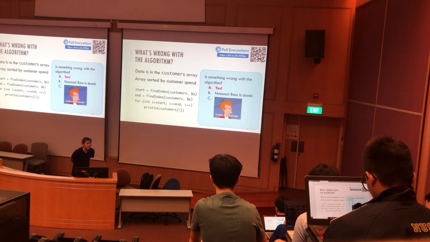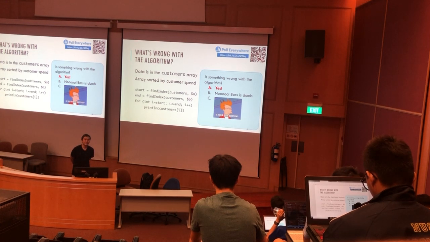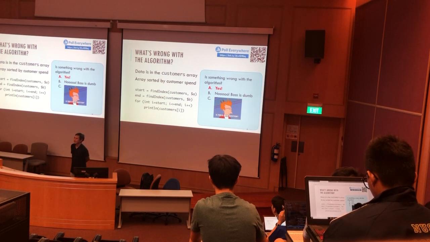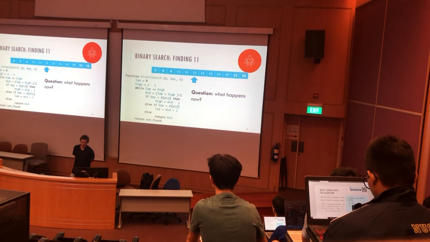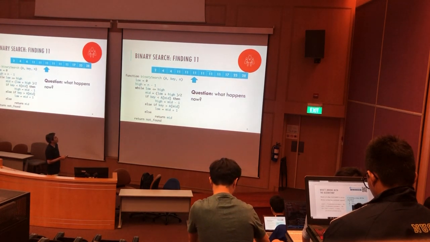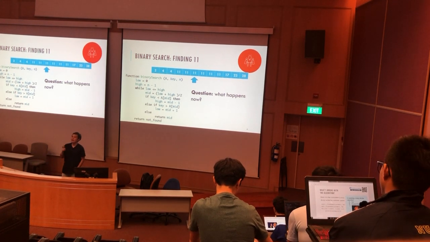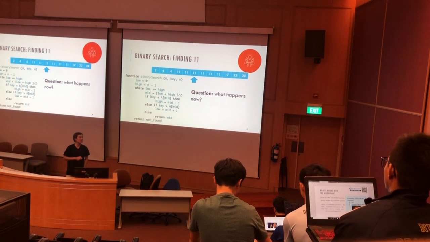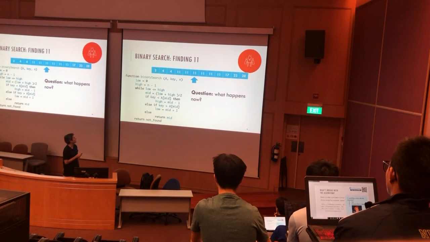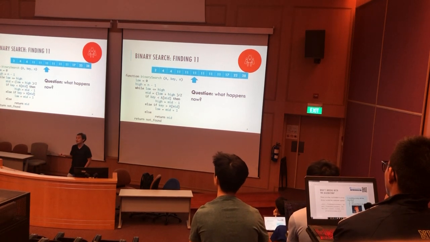Sorry? Okay, can you repeat that so everyone can hear? Multiple people with the same spending. Okay, so imagine this situation where multiple people have spent $11. What happens in this situation? I find everyone who spent $11. What happens to binary search here? It returns this point immediately.